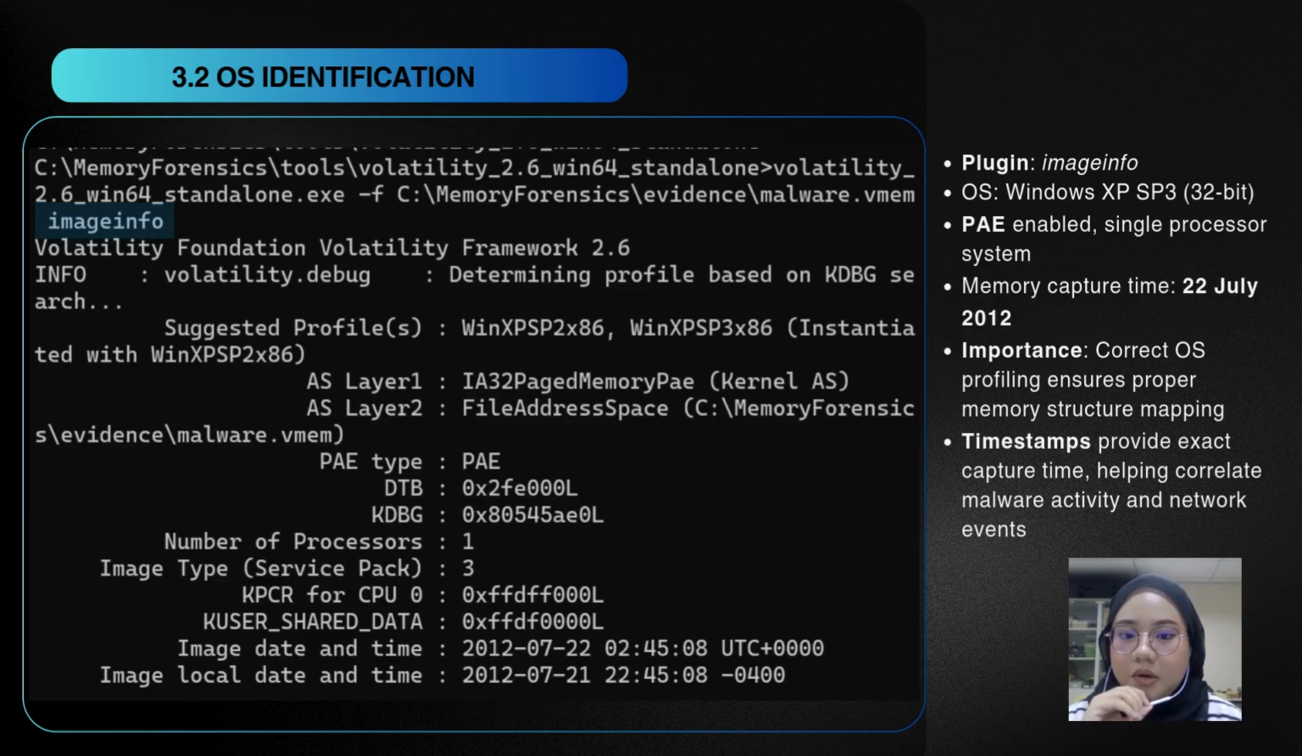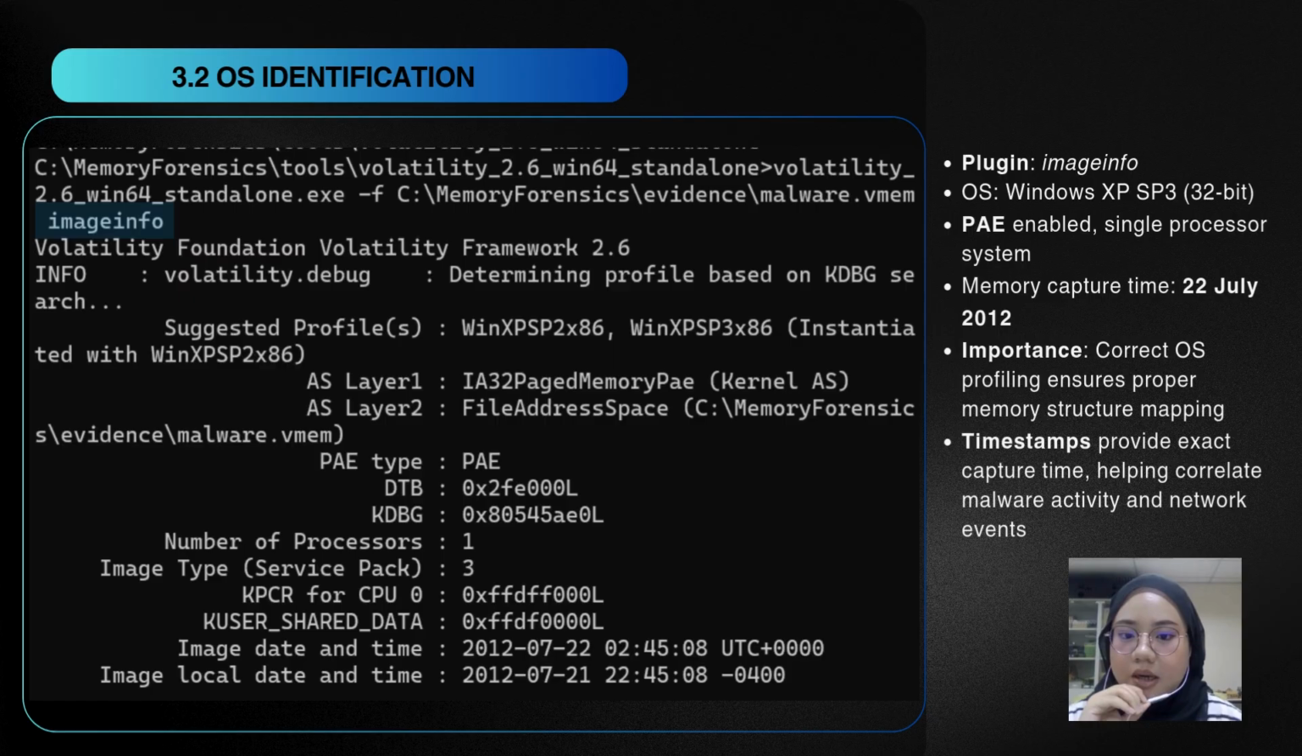The KDBG block and directory table base addresses were located, which are internal memory structures critical for mapping processes and other system data. The number of processors was recorded as 1, reflecting the single CPU configuration of the system.